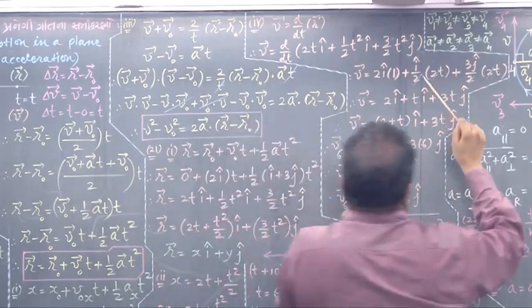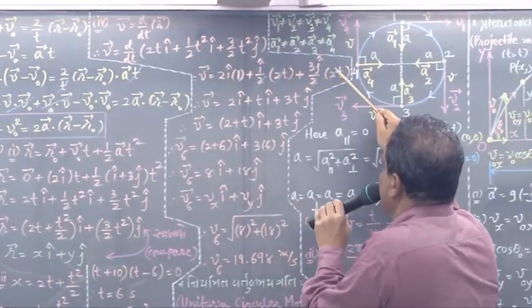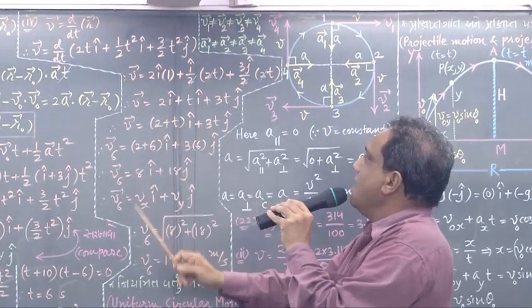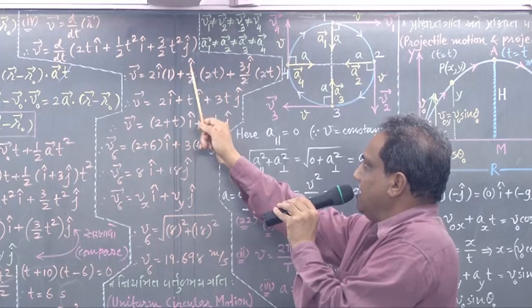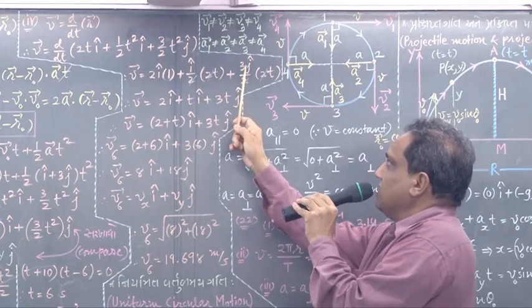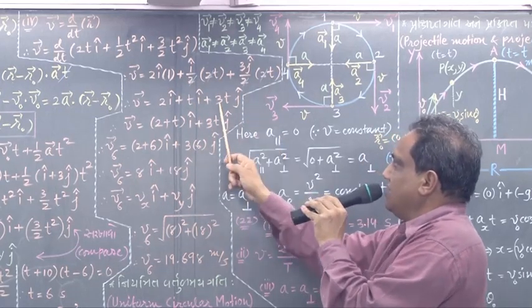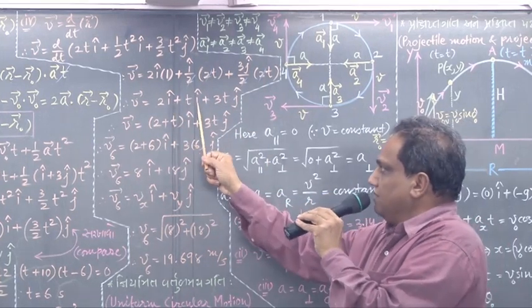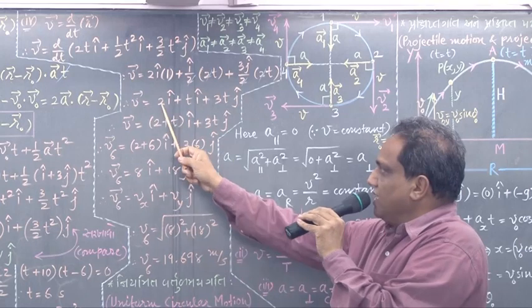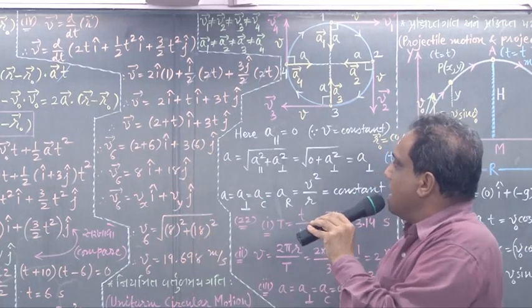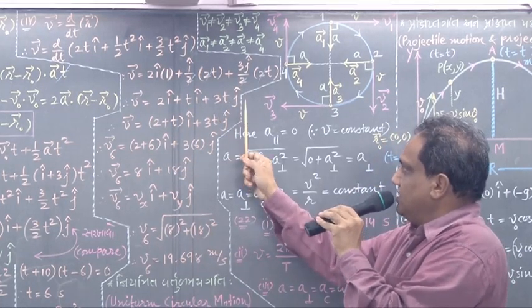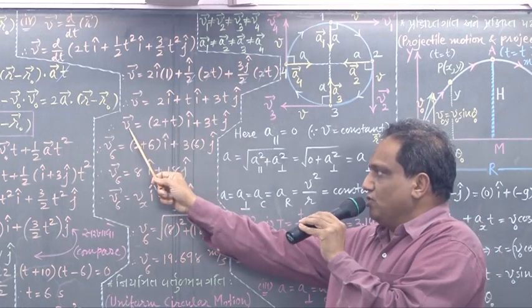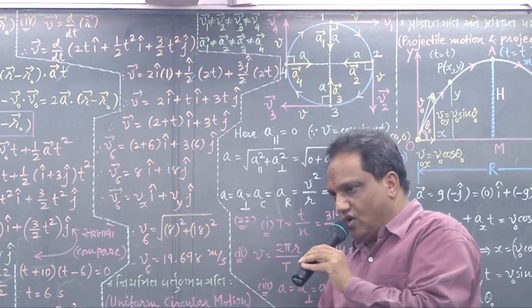Fine. Now this 2 and this 2 will cancel. We get 2 i hat plus t i hat plus 3t j hat. Now take i hat common: (2 plus t) i hat plus 3t j hat. Now you are asked to find out the velocity at the end of 6 seconds.